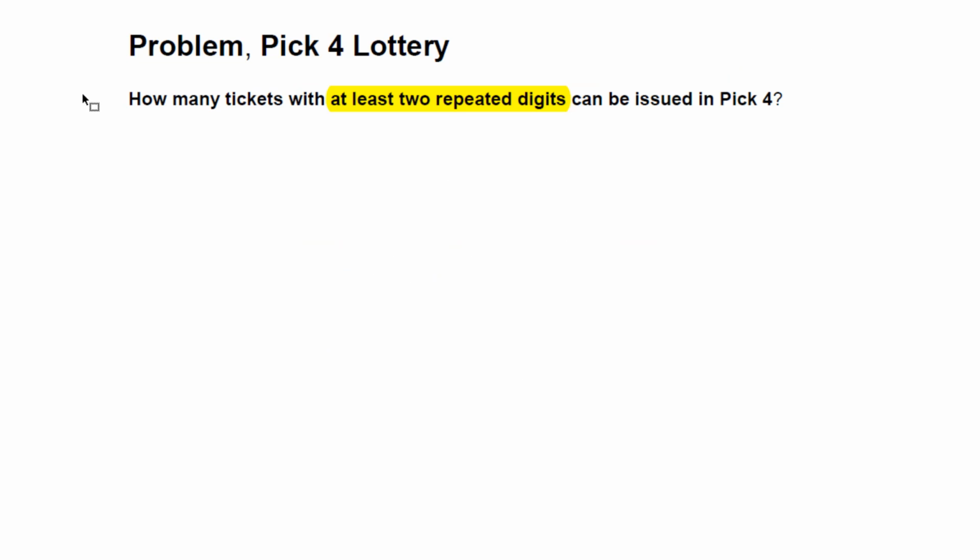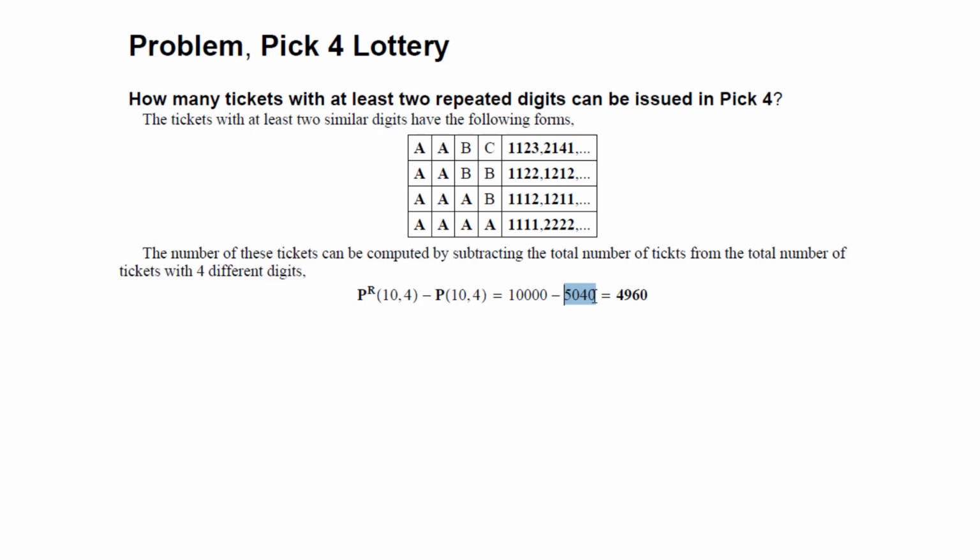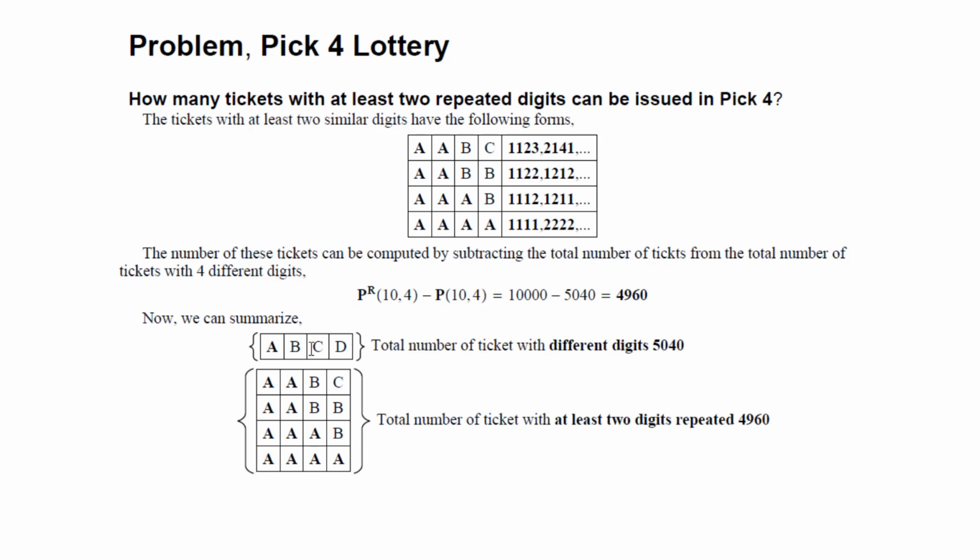Now, how many tickets with at least 2 repeated digits can be issued in Big 4? What are these tickets with at least 2 repeated digits? They are the tickets of the form AABC, or AABB, or AAAB, or the ticket with 4 A's. All these tickets have at least 2 repeated digits. How do you find their number? We subtract the number of tickets with 4 different digits from the total number of possible tickets, and we get 4960.